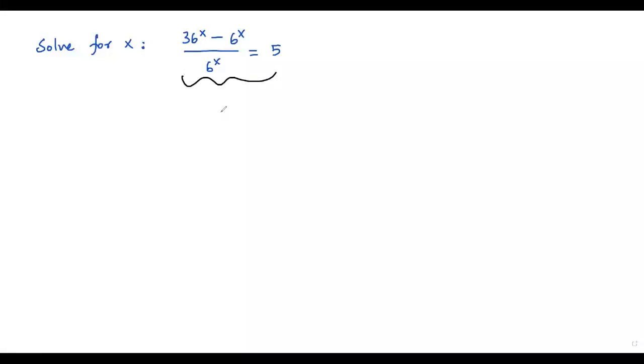Here we have an exponential equation and we have to solve for x in this exponential equation. First, let me write the given exponential equation as it is: 36^x - 6^x over 6^x = 5.